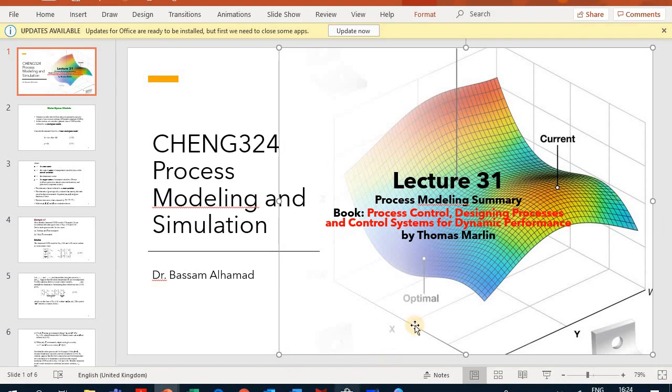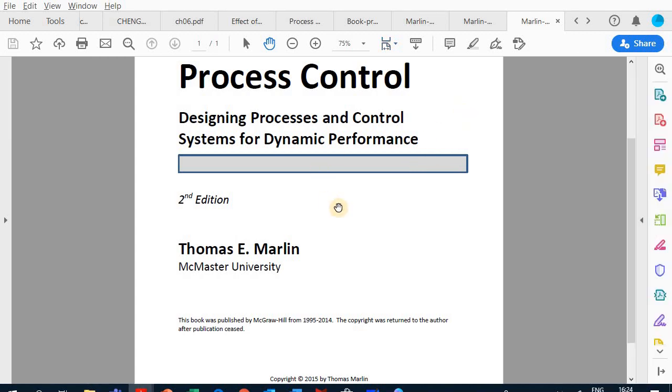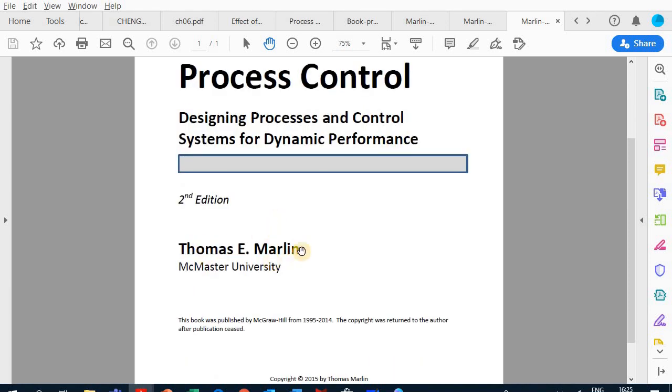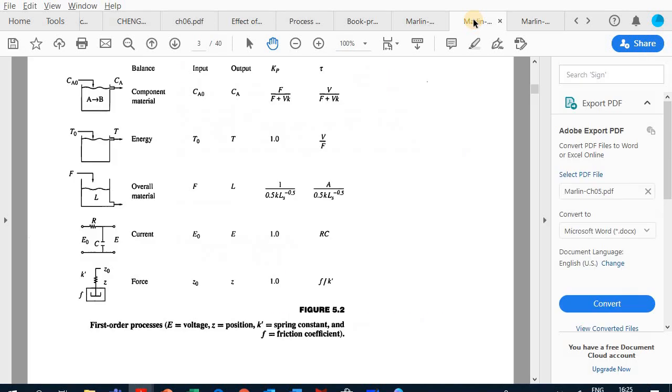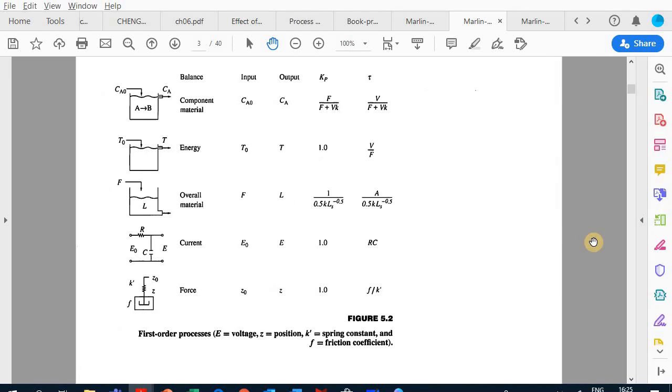So just a quick go, I'm going to cover some topics here. I'm just using the book to cover some topics. So what do we have here? This is the book, Process Control: Designing Processes and Control Systems for Dynamic Performance, by Thomas Marlin. Okay, so how can we gain from this book? I'm going to show you that there are many good chapters. I'm just starting with something that we have already done. And this is a very nice summary that I can see here. And this summary tells you about what we have done, right?